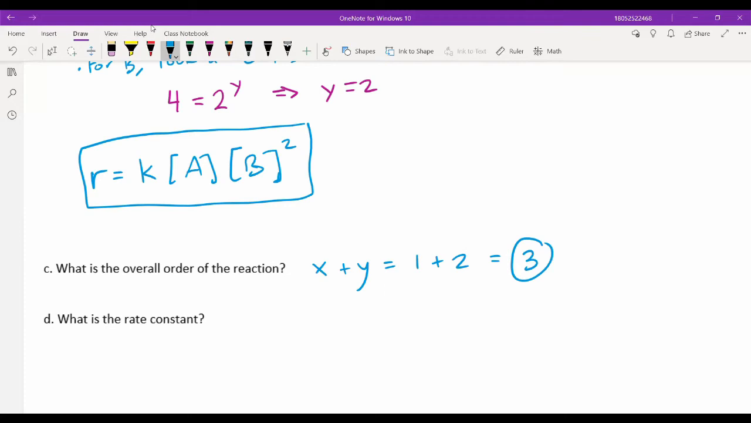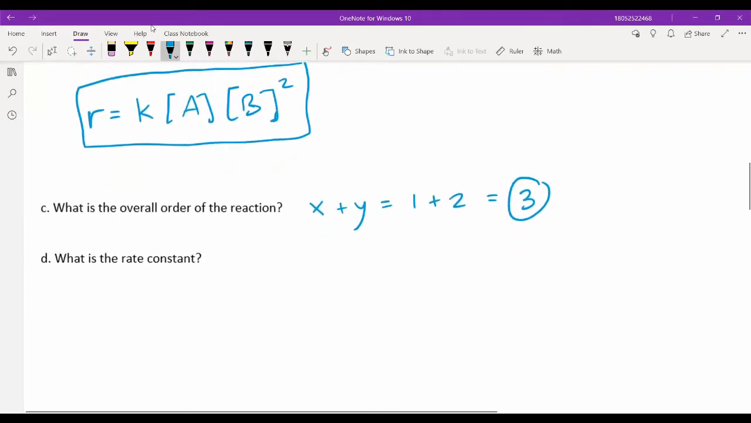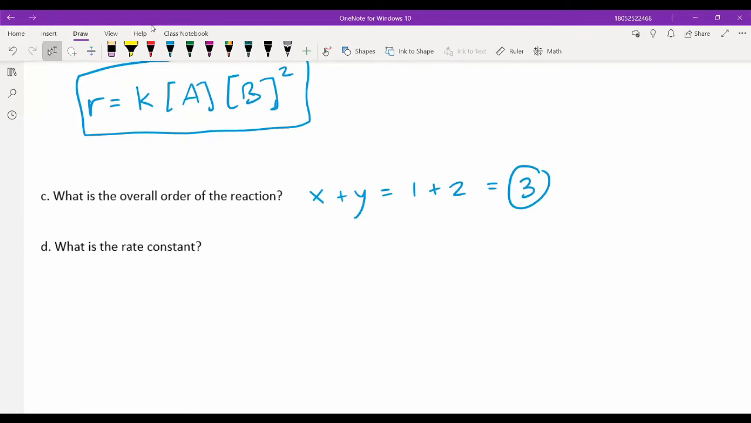All right. Nice and easy one. We'll get into what the orders mean later on if you're curious. It has to do with the way the reaction proceeds and what reactants are in rate determining steps and things like that.